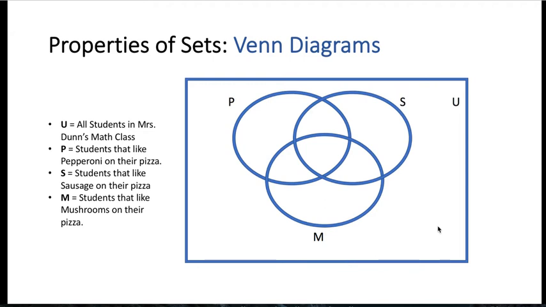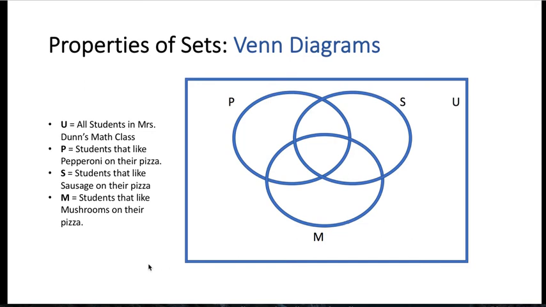So that's what Venn diagrams are all about. Let me describe and explain what's in here. First you have the rectangle, and that represents the universal set. For our purposes, we're saying that the universal set is the set of all students in Mrs. Dunn's math class. P are the students that like pepperoni pizza in this circle. S are the students that like sausage on their pizza. And M would be the students that like mushrooms on their pizza.